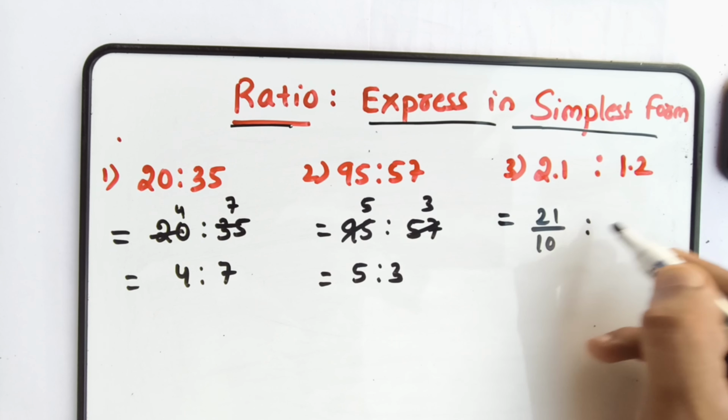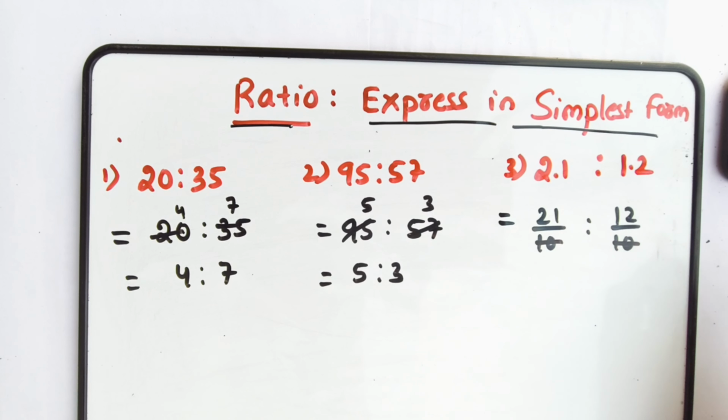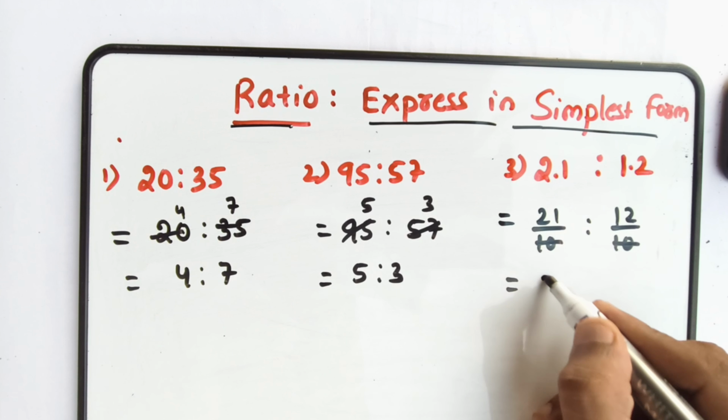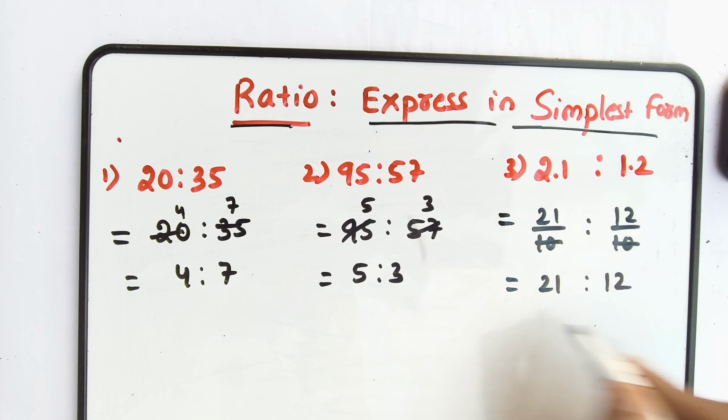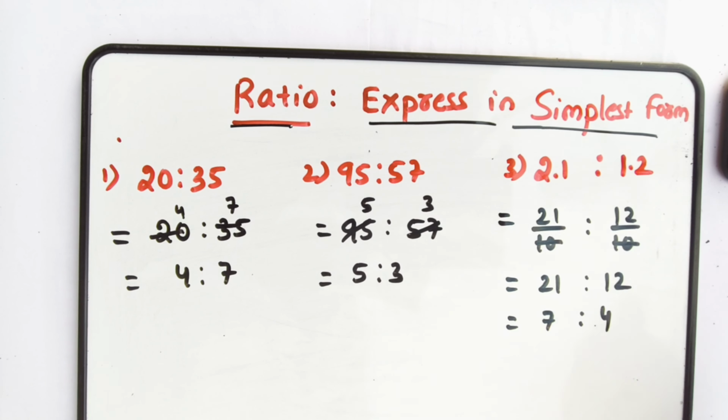2.1 can be written as 21 by 10 ratio 12 by 10. 10 10 I can cancel here. 21 ratio 12. 3 7s are 21, 3 4s are 12.